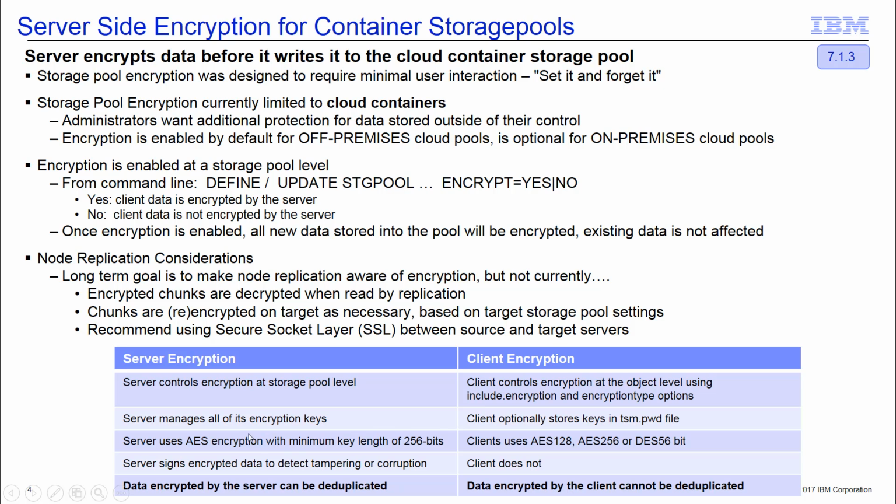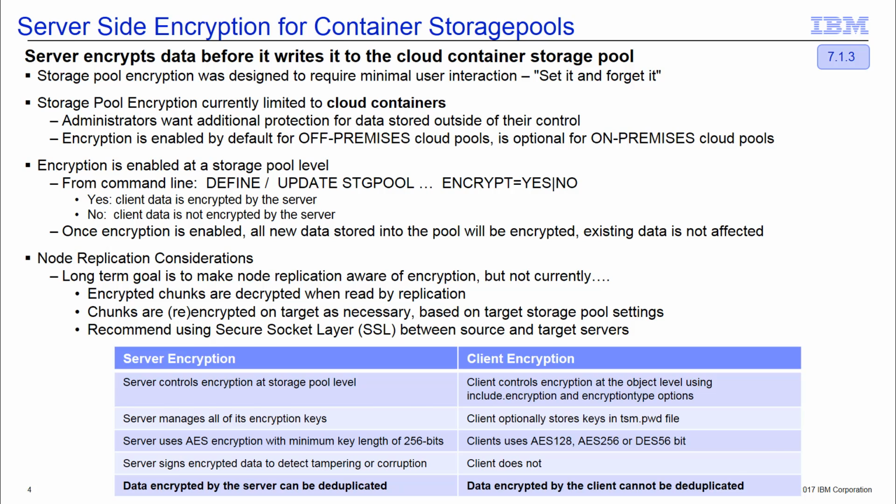On the server side, we use AES encryption with minimal key length of 256 versus on the client where we've supported everything from DES56 up to AES 256. The server also signs the encrypted data in order to be able to detect any tampering or corruption on that encrypted object, versus the client, which does not do this extra step. And finally, the data that's encrypted on the server side can be deduplicated because remember, we do deduplication, then compression, then encryption, versus if you encrypt on the client side, neither the client nor the server can dedupe it. And we'll talk a little bit more about that in a minute.